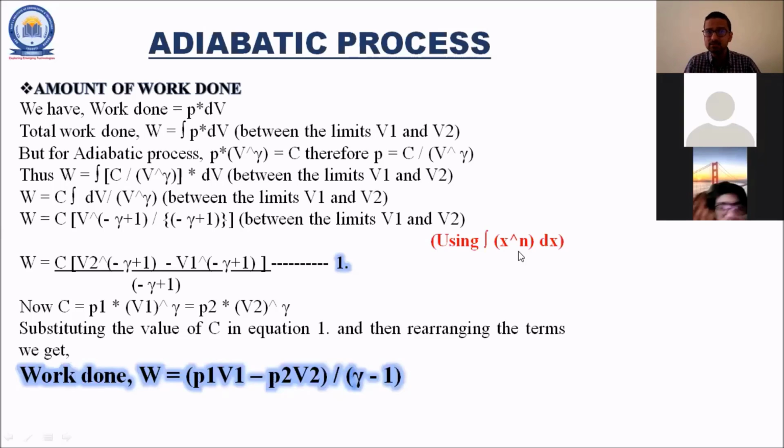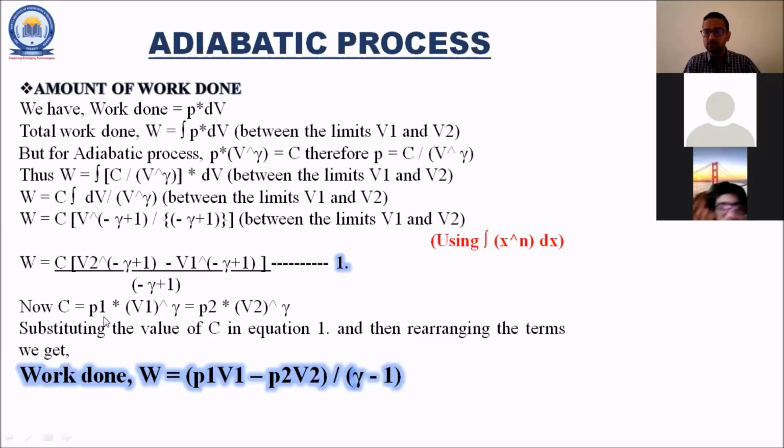But in my case, you see that I get the integration of V raised to minus gamma into dV, so my n will be minus gamma. So I write the answer C V raised to minus gamma plus 1 divided by minus gamma plus 1 between the limits V1 and V2. Now I open the limits, so I get W is equal to C times V2 raised to minus gamma plus 1 minus V1 raised to minus gamma plus 1, divided by minus gamma plus 1. That is my equation number 1.